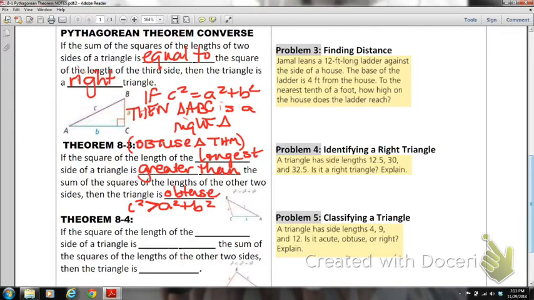But in the next theorem, which we could call the acute triangle theorem, it says that if the square of the longest side of a triangle is less than the sum of the squares of the lengths of the other 2 sides, then the triangle is going to be acute. So here, if c squared is less than a squared plus b squared, then the triangle is going to be acute. So let's apply this to some problems on the right side.